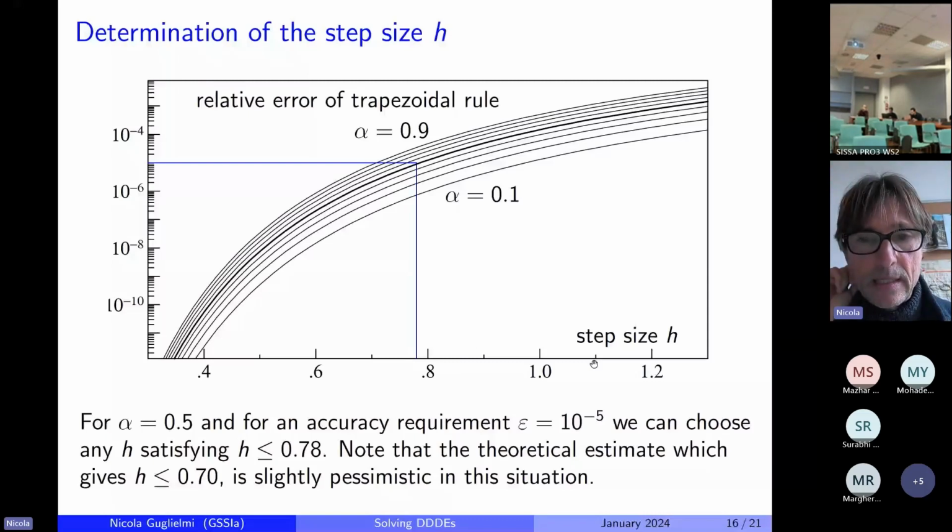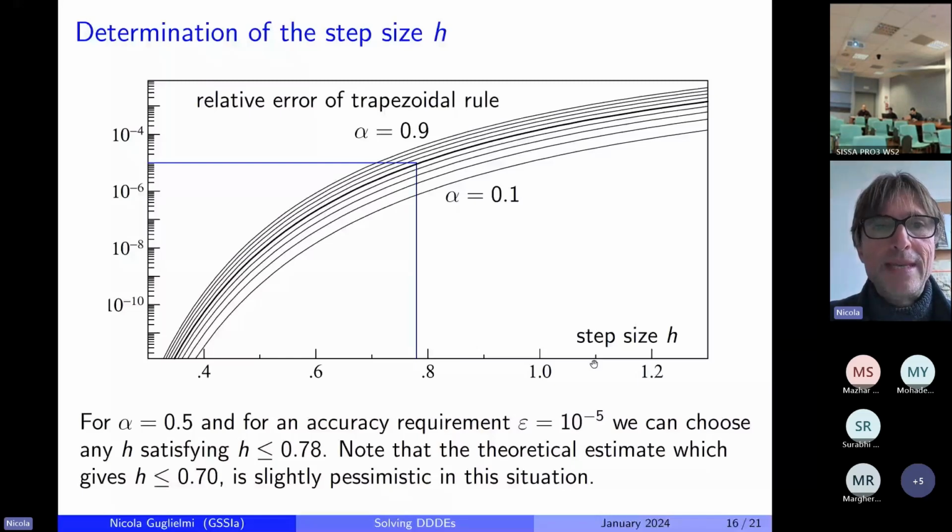And here you see that with epsilon 10 to the minus 5, with the relative error 10 to the minus 5, if h is less than 0.78, we obtain the required accuracy. The theoretical estimate, the one that would be used in the code, is 0.70. So there is a 10% pessimistic overestimate, so quite acceptable.